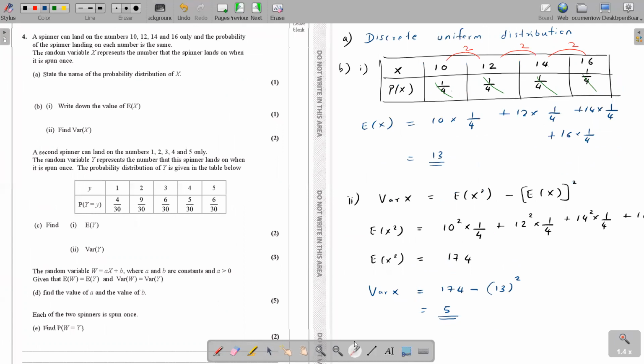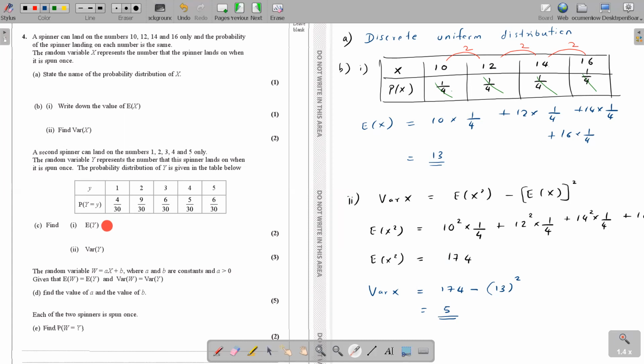The game happens when we talk about the second spinner. A second spinner can land on the numbers 1, 2, 3, 4, and 5. So this is another spinner, and the numbers are totally different. The random variable Y represents the number that the spinner lands on when it is spun. The probability distribution of Y is given. Is this a uniform distribution? No, you can see different numbers have different probabilities of occurring.